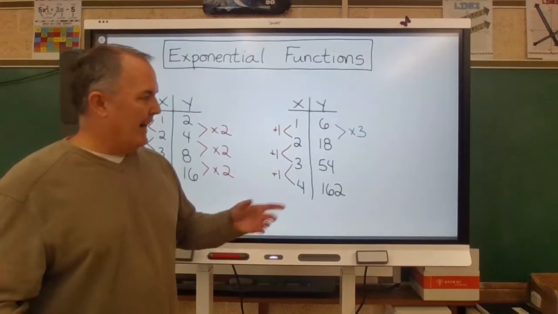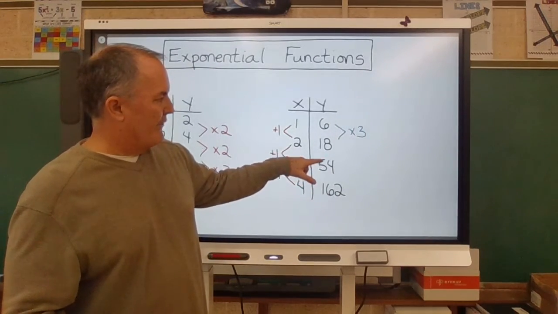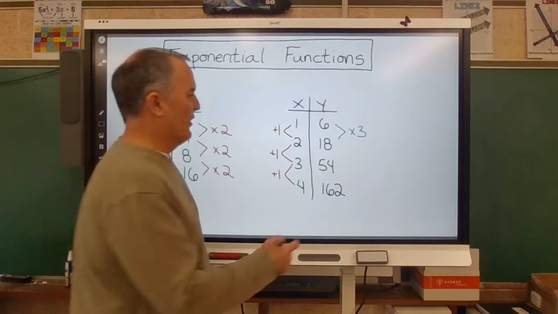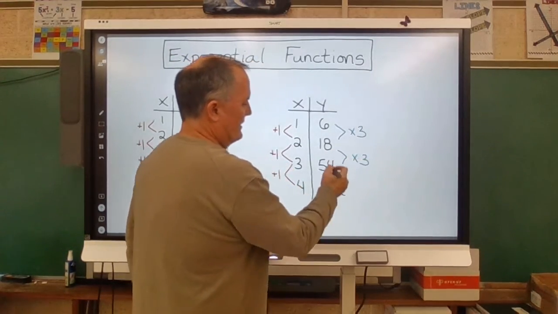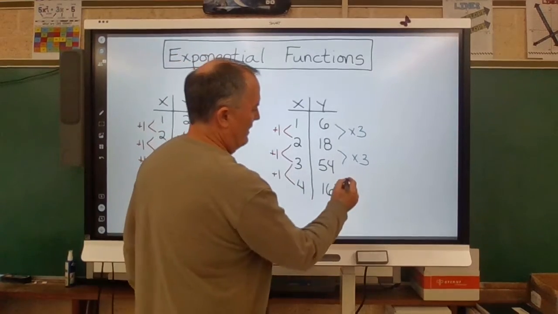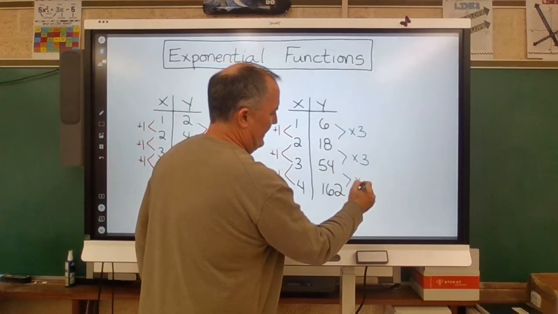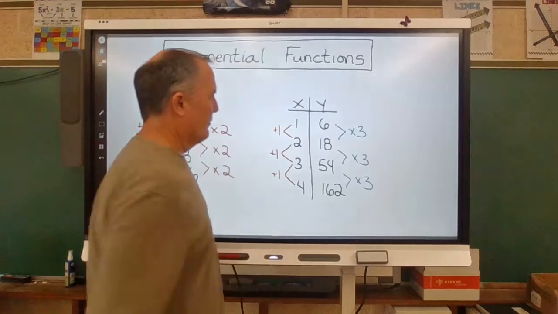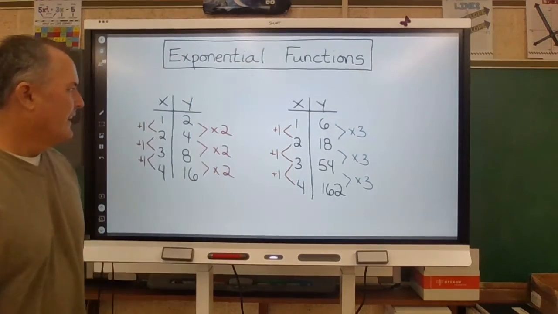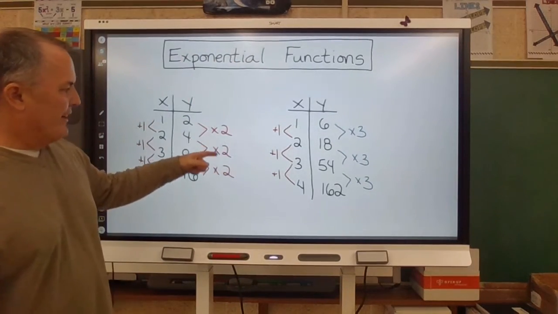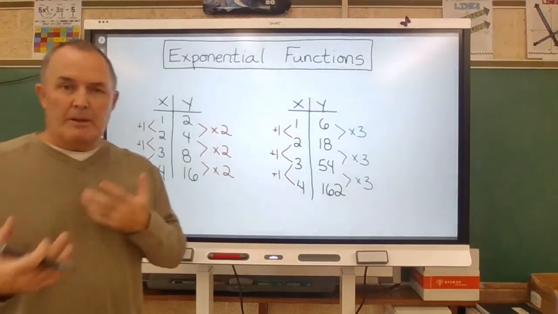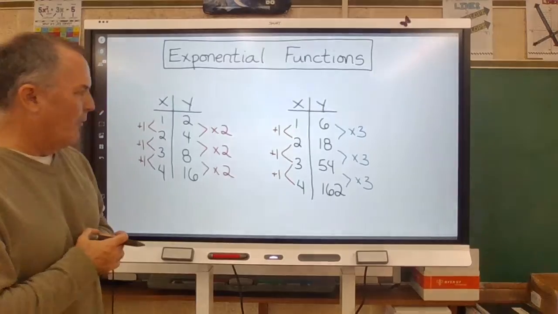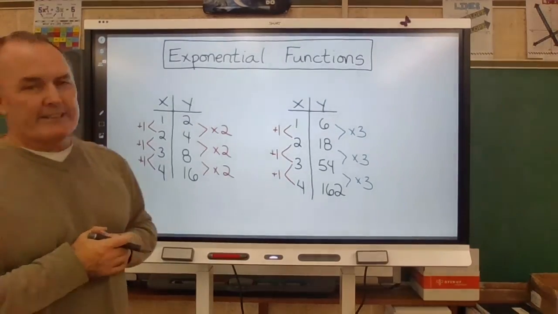And to kind of check it out, also check out 54 divided by 18. You should also get 3. 162 divided by 54. In your handy-dandy calculator, you're also multiplying by 3. So with exponential, the initial change, if you're multiplying, or multiplying by a negative, it could work out that way, then that's what makes it exponential.